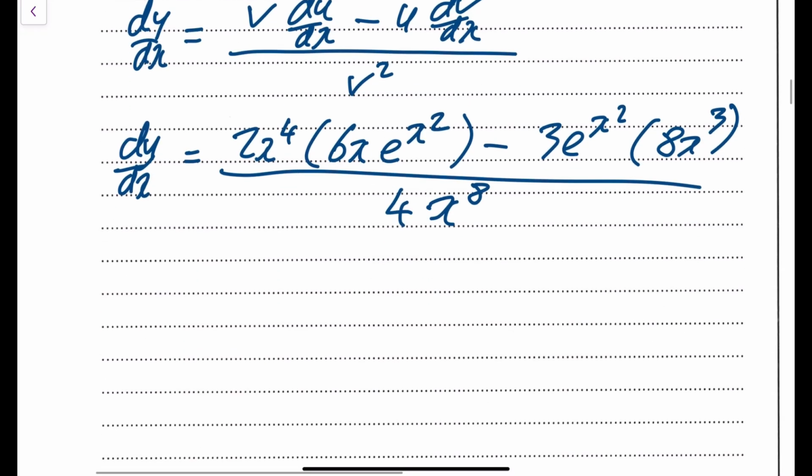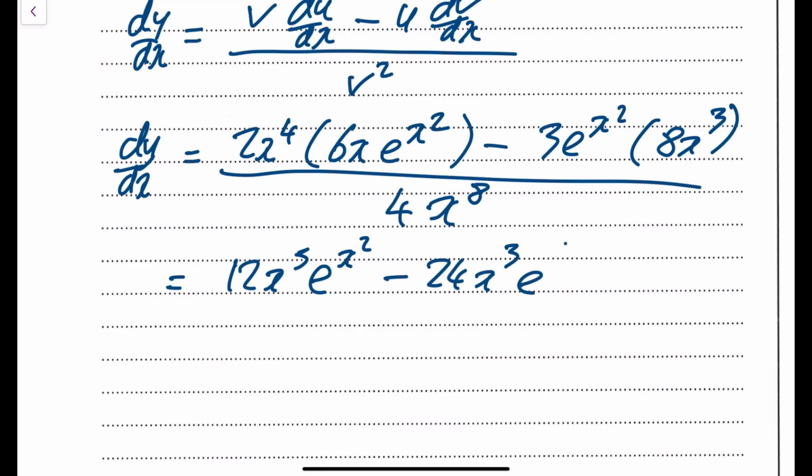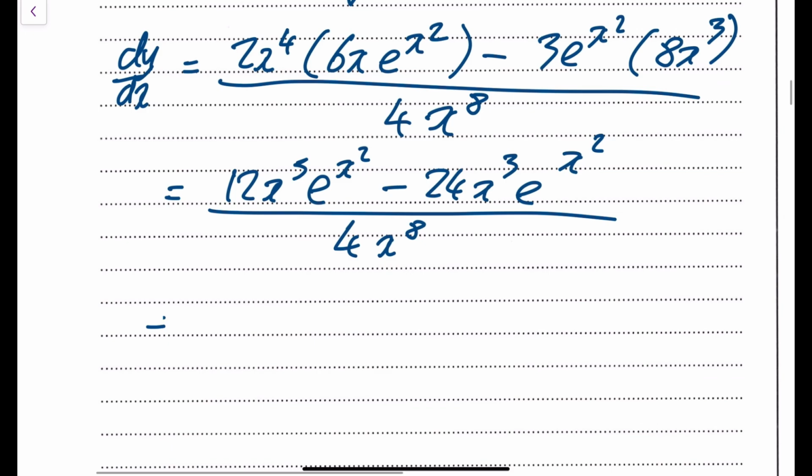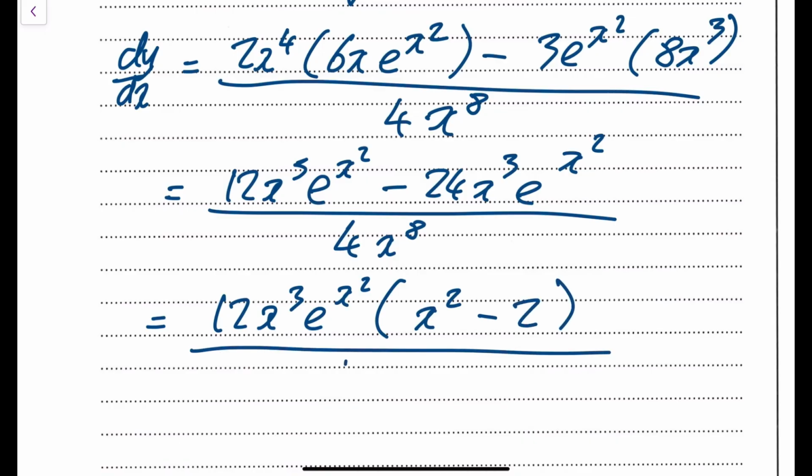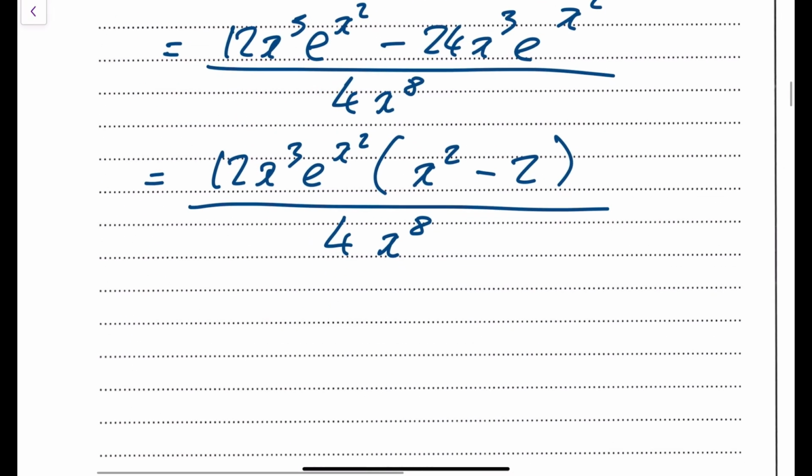And then it's a bit of tidying up time here. That's going to be 12x to the 5 e to the x squared minus 24x cubed e to the x squared all over 4x to the 8. So what I would do here is I would pull out a 12x cubed e to the x squared on the top line. It's being multiplied by x squared minus 2, and all being divided by 4x to the power of 8. And then, to get your full marks, you definitely need to cancel out here.